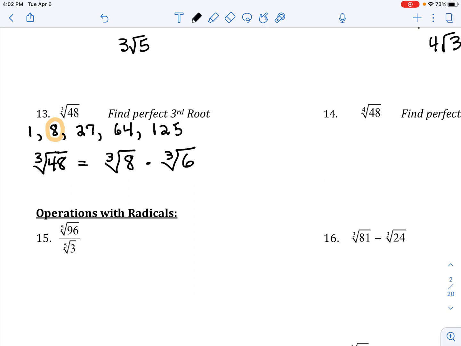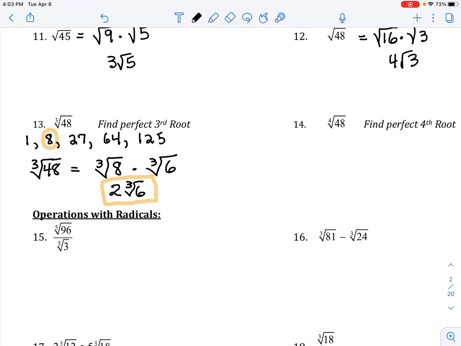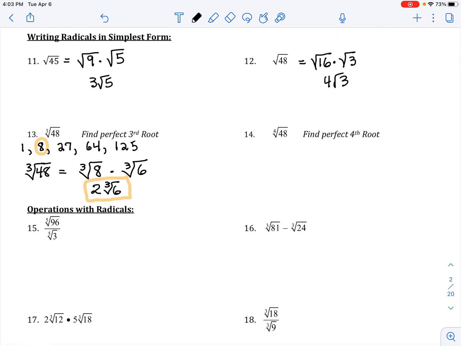So the cube root of 8 is 2, because it's a perfect cube, with the cube root of 6 remaining. Very similar to what we do with square roots. Let's talk about other nth roots, like the fourth root of 48. So now I need to generate a list of perfect fourths. In other words, integers starting at 1, where you multiply it by itself 4 times.